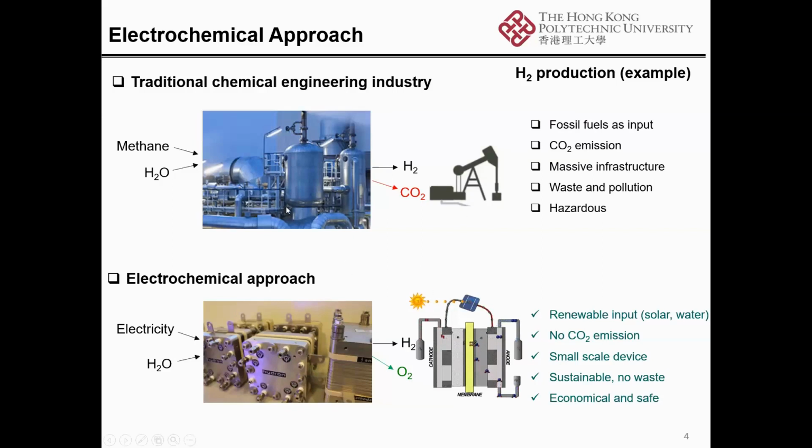Especially for some chemicals, in Hong Kong there are no such industries to produce some chemicals. So we need to transport from the mainland, from Sichuan province, over a long distance, which gives a high cost. So the electrochemical approach has such advantages. And the other one is that the electrochemical approach uses renewable energy, such as solar energy and wind energy, and there are no CO2 emissions. It's a clean process.